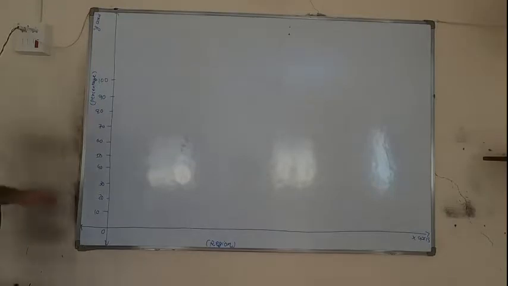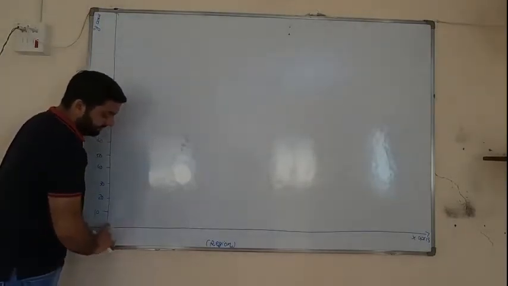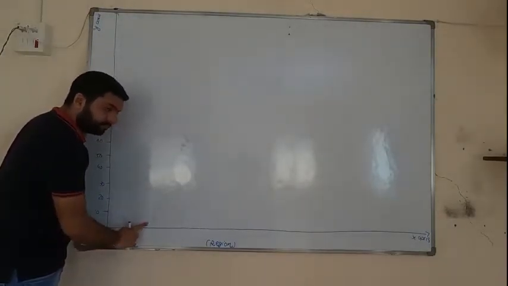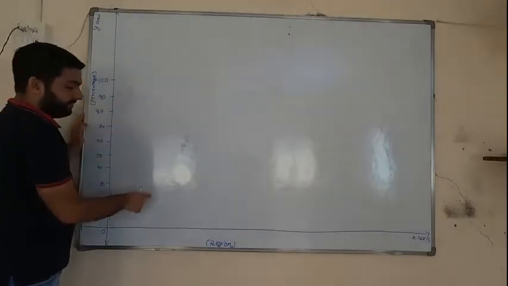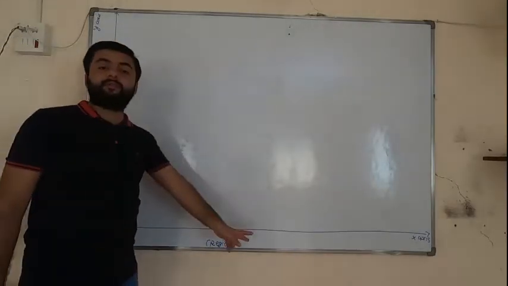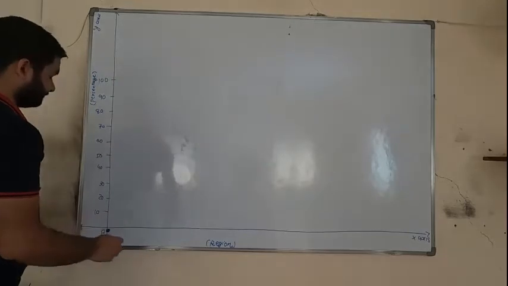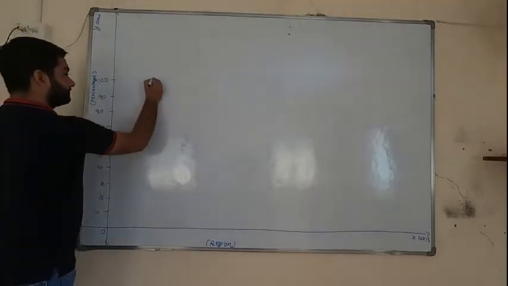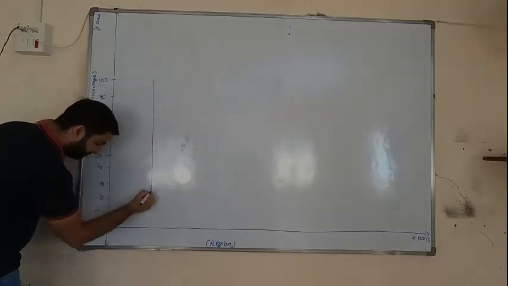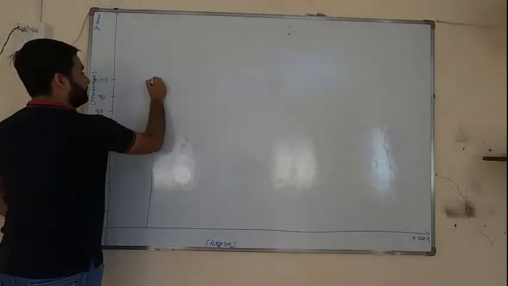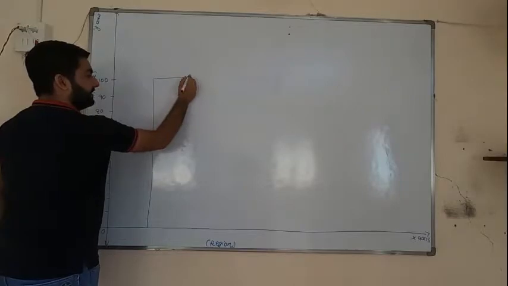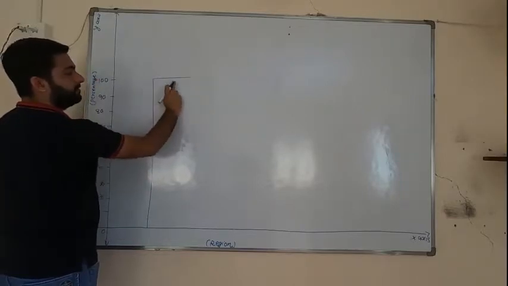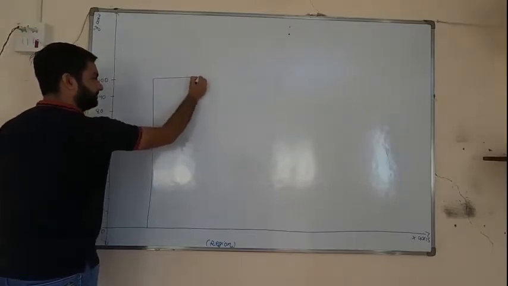Okay, now 3 boxes should be left, then a bar of 100, again 3 boxes, bar of 100. So 1, 2, 3 boxes we are leaving, and then a bar of 100. Then it will also be 3 boxes, 1, 2 and 3 boxes.